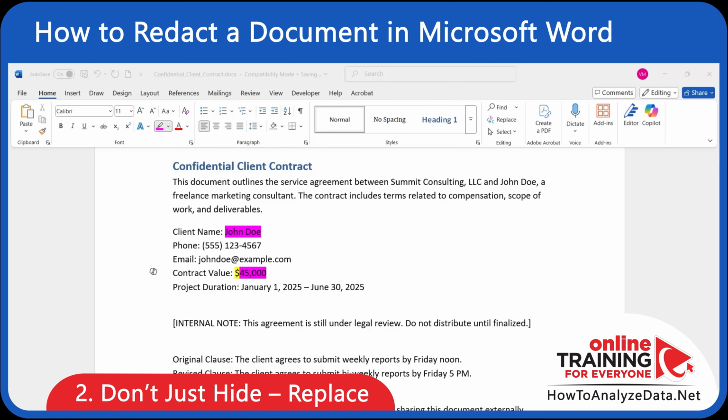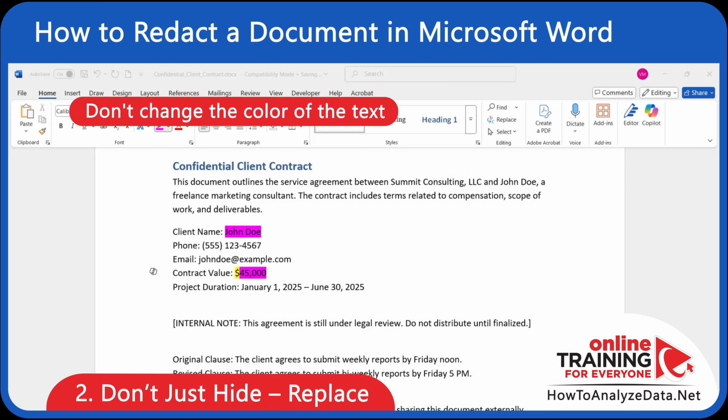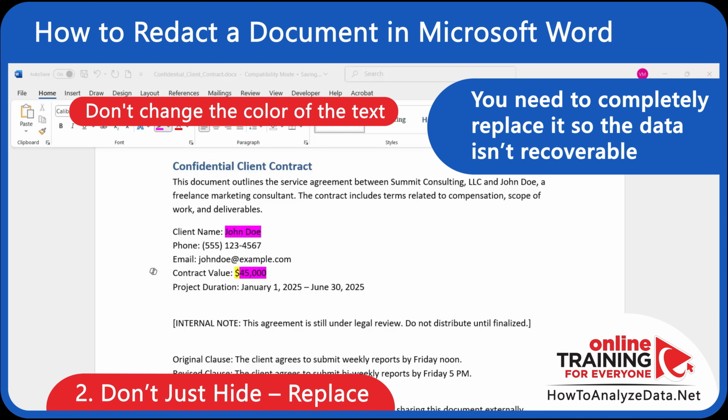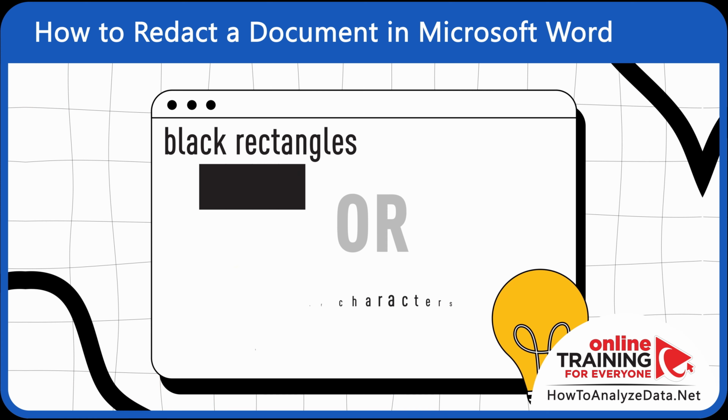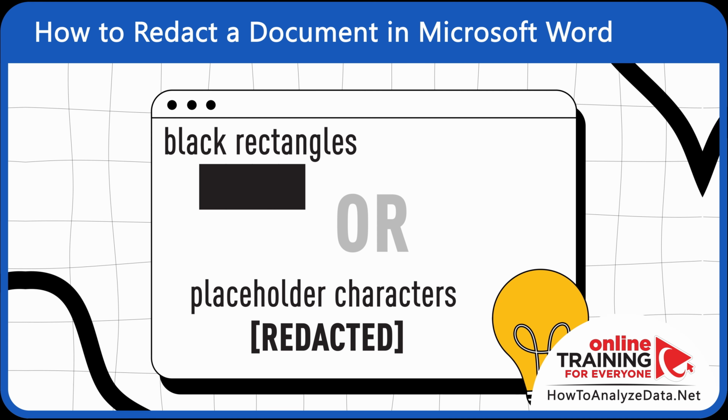In the next step, let's replace sensitive data with black bars or placeholder text. To redact text, don't just change the color of the text. You need to completely replace it so the data isn't recoverable. And there are 2 safe ways to do it. Replace it with the black rectangles, or replace the content with the placeholder characters, like "redacted" in square brackets.